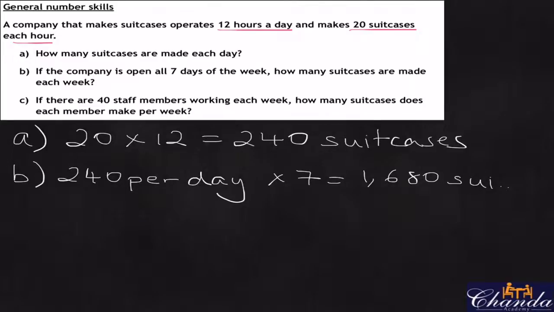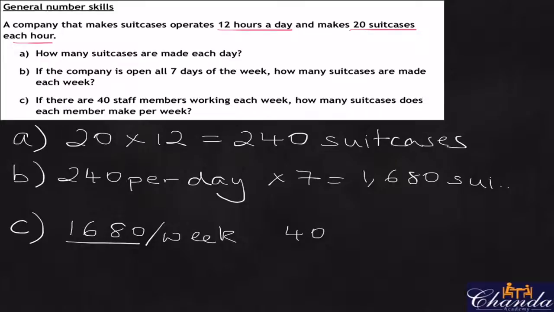And then finally, we have, if there are 40 staff members working each week, how many suitcases does each staff member make per week? So 1,680 suitcases are being made per week. Now there are 40 staff members, so we have to see how many suitcases each staff member makes. So if 40 of them are making 1,680, then one of them is simply making 1,680 divided by 40.